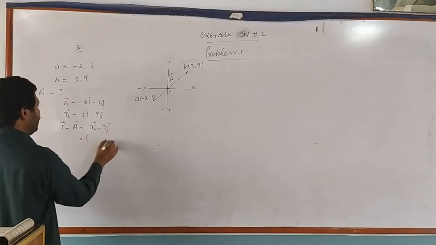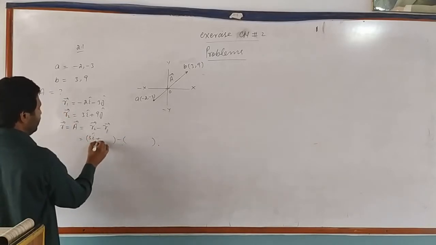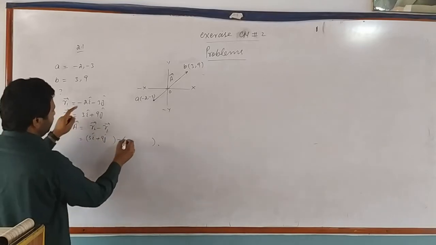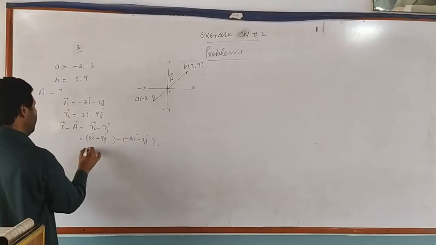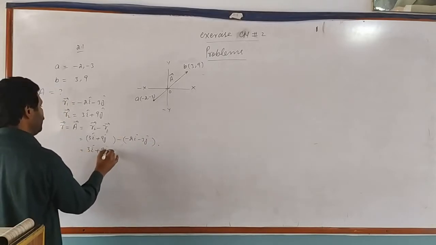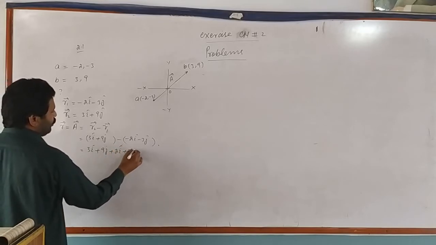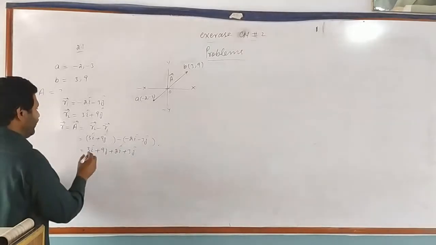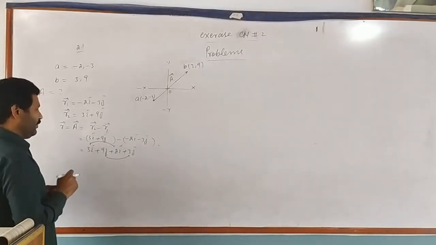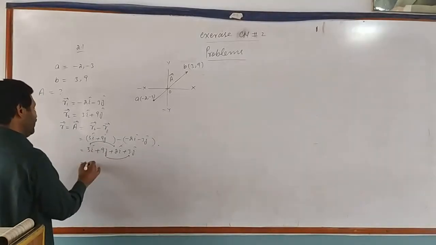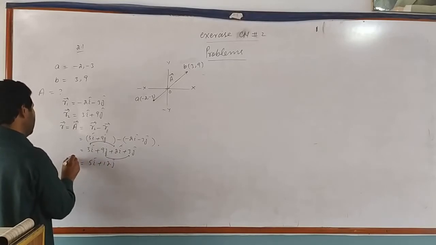Putting the values of R2 and R1 in these brackets, R2 is 3i plus 9j. Similarly, minus (-2i minus 3j) unit vector. The answer will be 3i plus 9j plus 2i plus 3j unit vector. Now we will add i unit vector with i unit vector, j with j unit vector. The resultant will be 5i unit vector plus 12j unit vector, which is the complete vector.